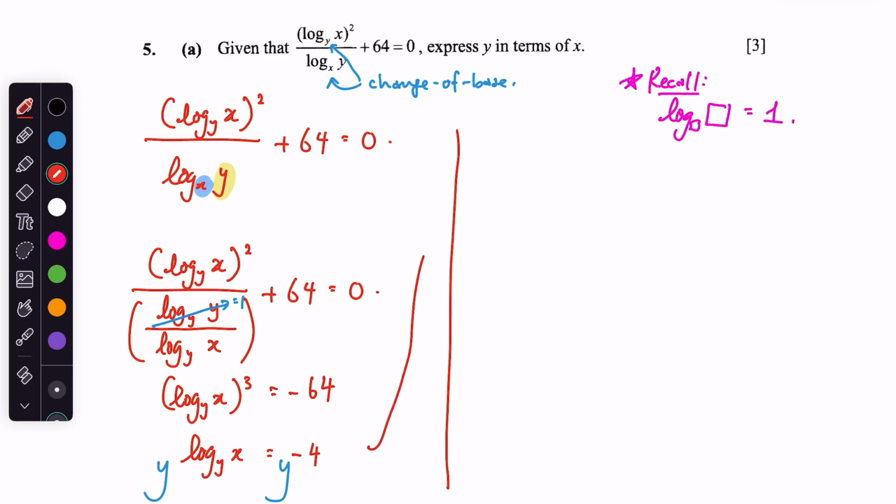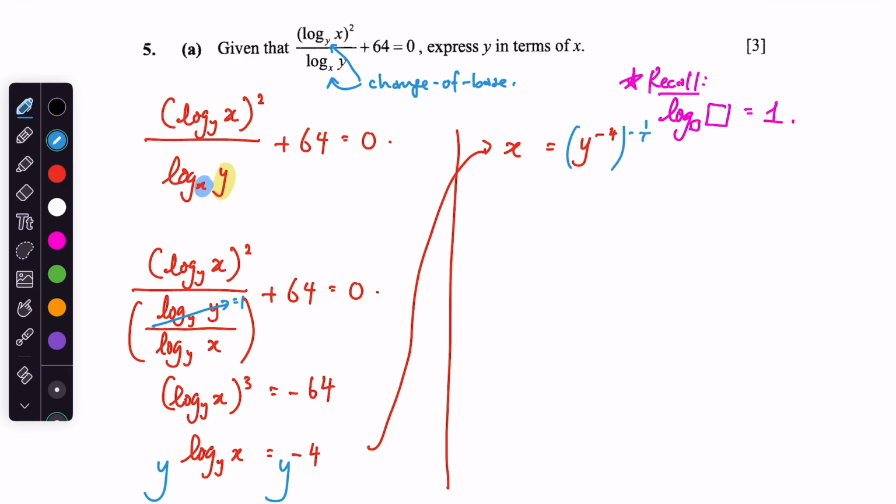So when I put y to the power of log base y of x, the y and the log base y will cancel out. The x pops out. So I'll get x, and on the right hand side I have y to the power of negative 4. I want y, not x. So what I should do from here is to just do a power on both sides. I will raise both sides to the power of negative 1/4.